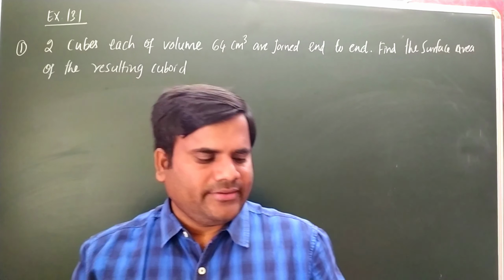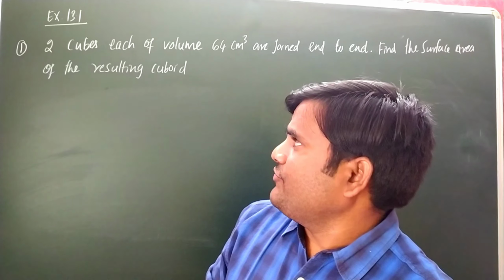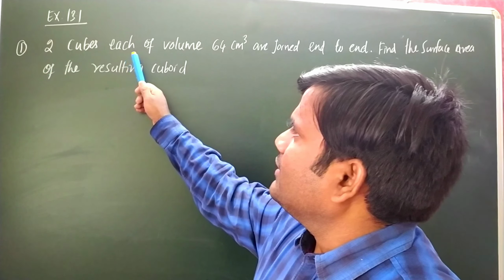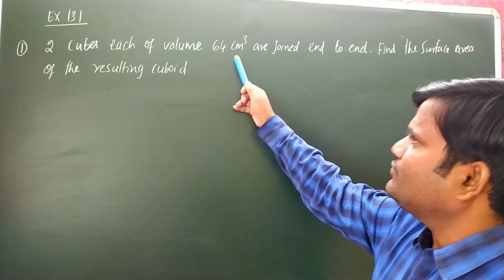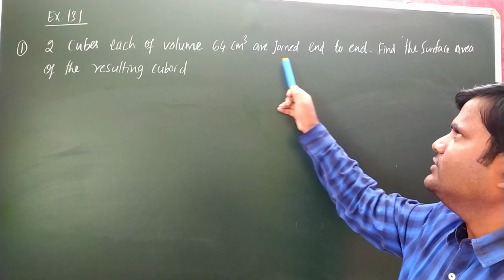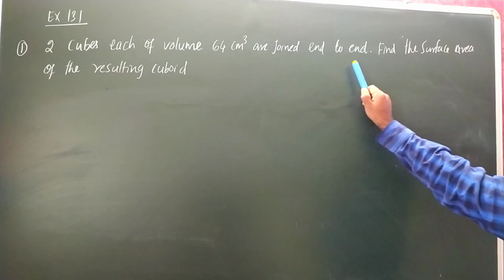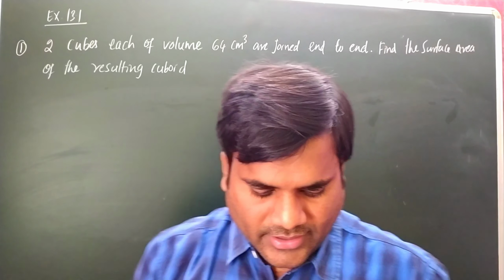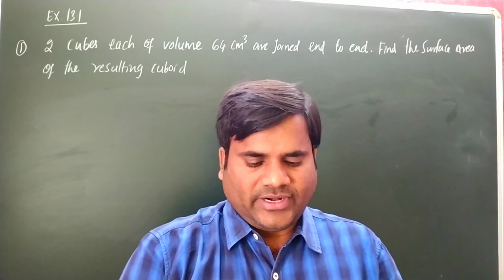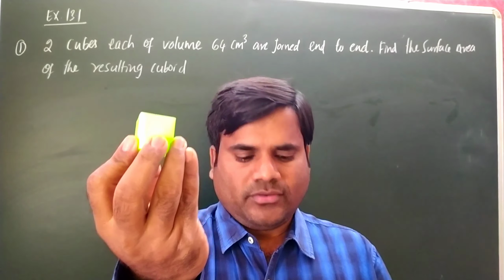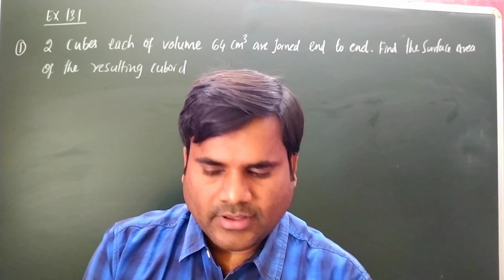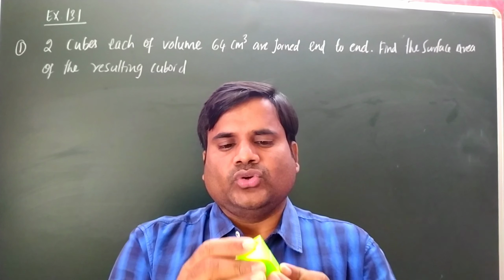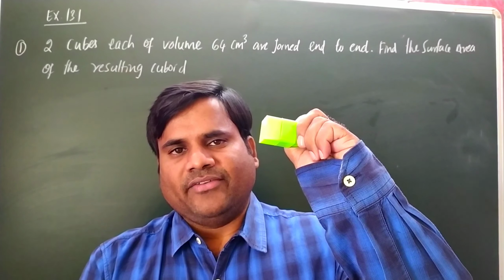Next, exercise questions, exercise 13.1, first exercise. Question number 1: 2 cubes each of volume 64 centimeter cube are joined end to end. Find the surface area of the resulting cuboid. If we attach 2 cubes, for example here you see this one is 1 cube, here another cube. If we attach these 2 cubes, we will get one cuboid formation.